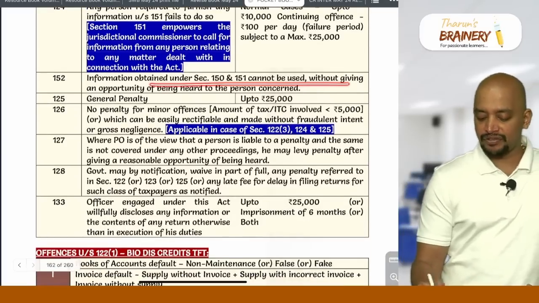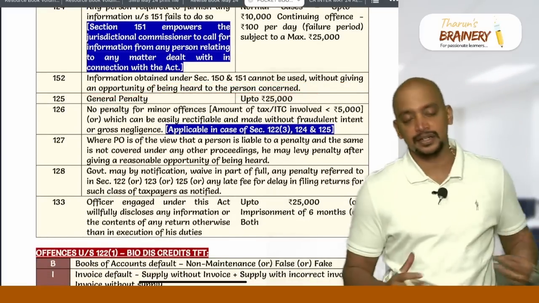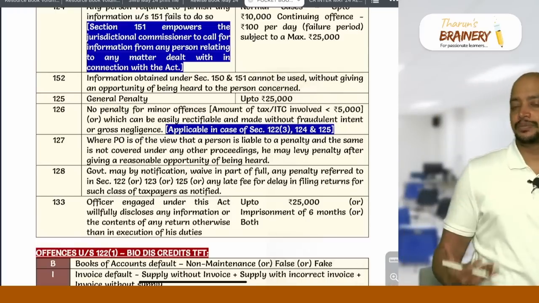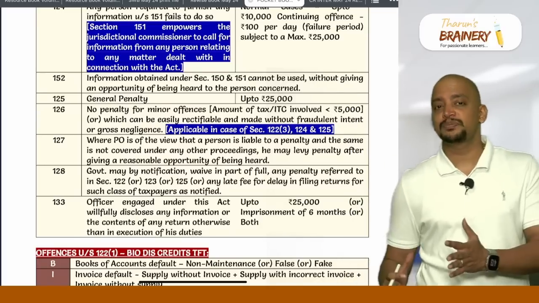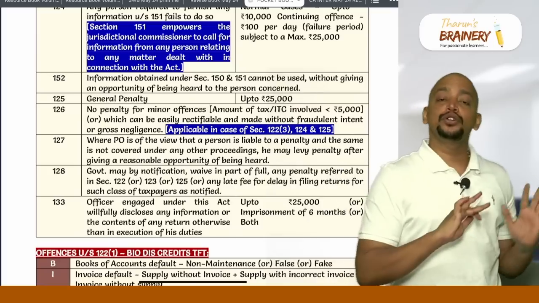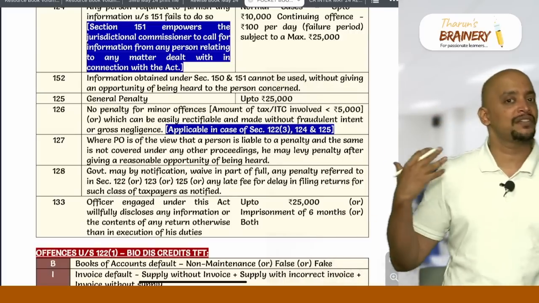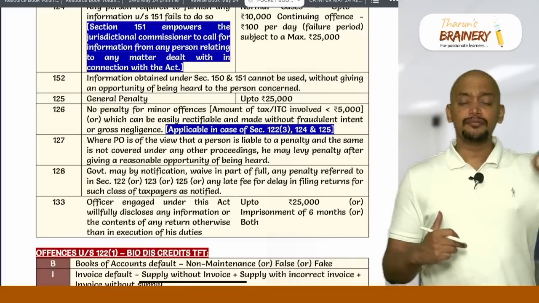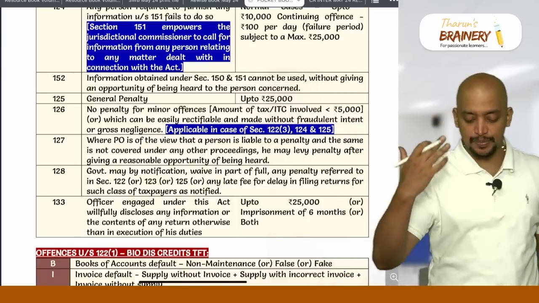Information obtained under 150 and 151 cannot be used without giving an opportunity of being heard to the person concerned. Then in 125 we have a general penalty, and the general penalty is always up to 25,000 rupees. Again, all these penalties are under the CGST Act. The same amount of penalty is payable under the SGST Act, but we don't have any penalty or late fee provisions under the IGST Act. This general penalty is applicable where no specific penalty is prescribed.